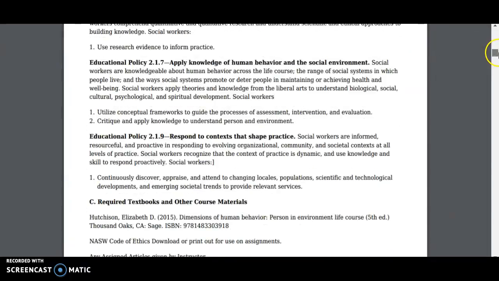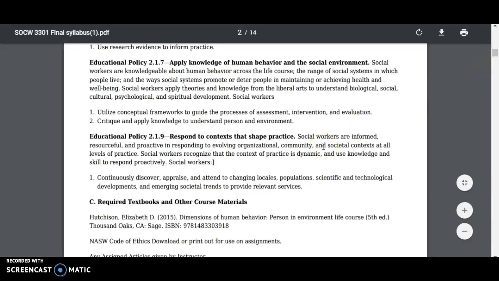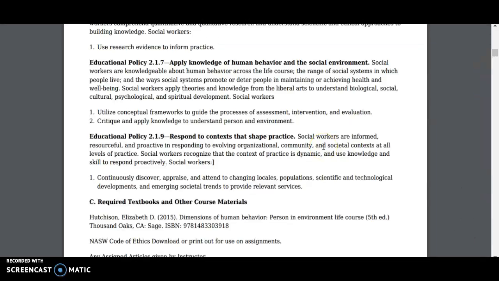The other thing that's important to understand about a syllabus is that this is sort of like a contract. In one way, it's a contract in that you are agreeing to complete the assignments in this contract, and I'm agreeing to show you what you need to learn as a social worker in this particular class. That's important for you to understand.